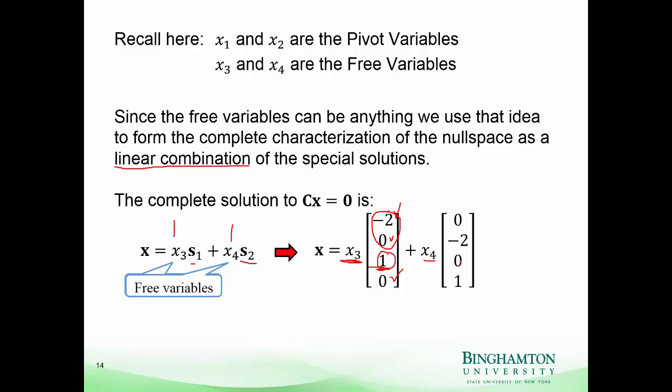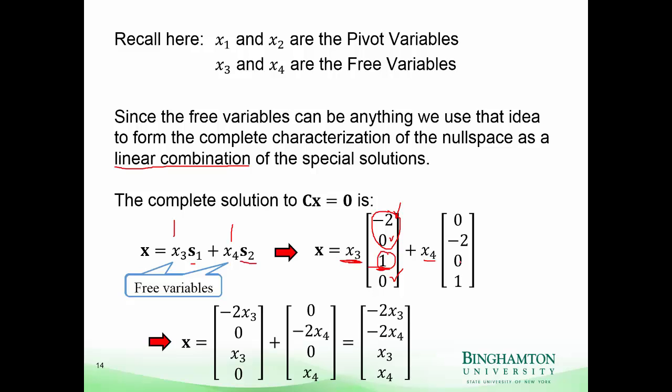And so if we just multiply this through, add them all together, so we multiply our x3 through and we get this, we multiply our x4 through and we get this, we now add all those together, and we get this as the form for our solution. So that's the complete solution to this matrix equation C, which remember we formed for this example from A and 2A. So for that matrix C, the complete solution for the null space looks like this.